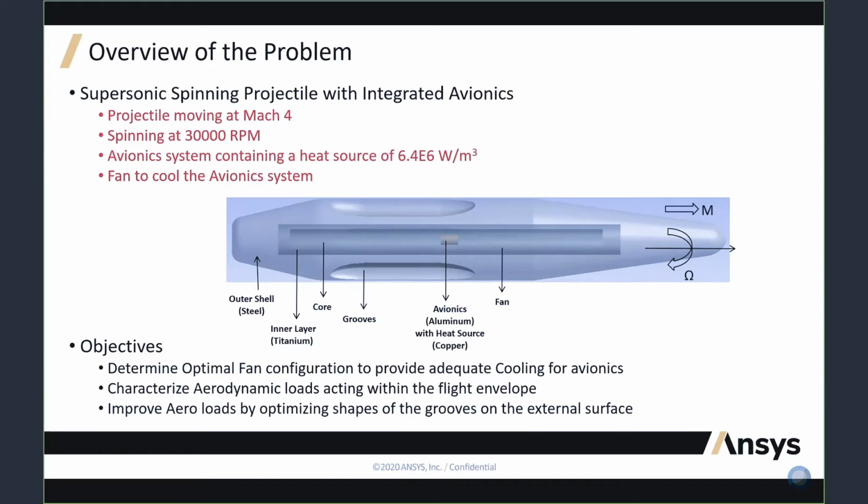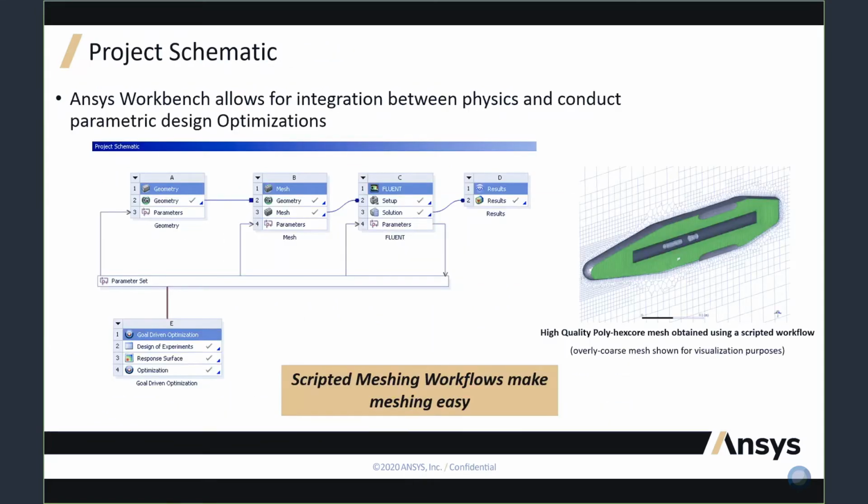And there is an avionics system inside with a specified heat source. And there is also a fan inside that is meant to provide cooling for the avionics. So really, we're looking to, number one, determine the optimal fan configuration that will provide adequate cooling for the internal avionics system. Characterize the air loads acting within the flight envelope, and also improve the loads by optimizing the external shape. So I'm going to show how we could solve a problem like this using our solutions.